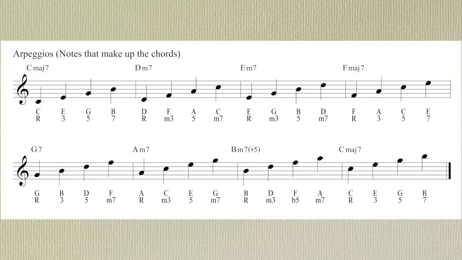Alright, so now let's look at each chord a little more in depth and see the 4 notes we're dealing with specifically. So the C major 7, as we said, was C, E, G, and B. That gives you your root, major 3rd, 5th, and major 7th.